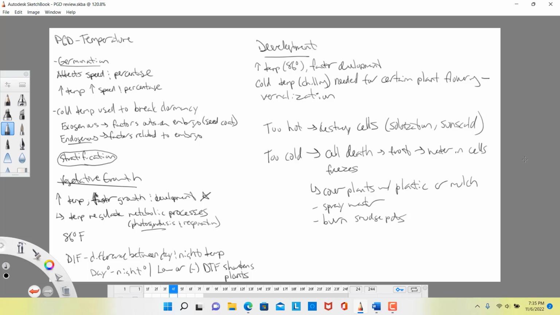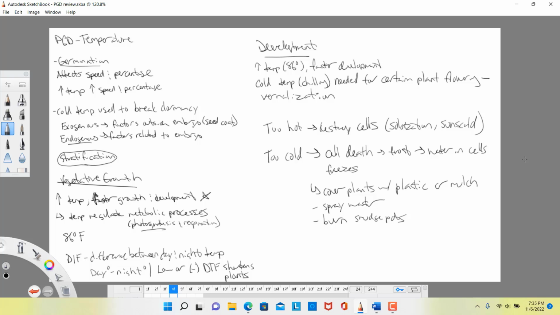Lastly, temperature affects our development, right? It is going to speed up growth. It also speeds up development with warmer temperatures. Again, up to that 86 degrees Fahrenheit. And cold temperatures can be important for other developmental processes, particularly plant flowering. There's a process of vernalization, where certain plants need to be exposed to a period of cold, just similar to when we're talking about stratification and dormancy. They need to be exposed to a period of chilling temperatures in order for them to flower. These are often our biennial plants that have 2 growing seasons.